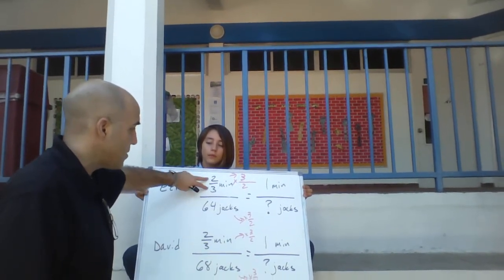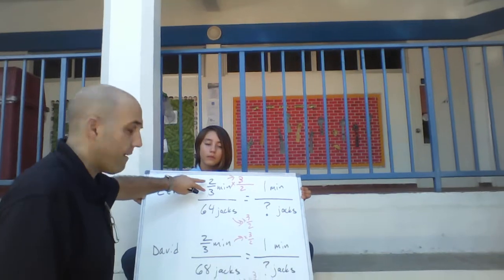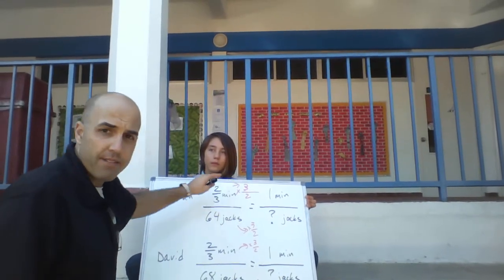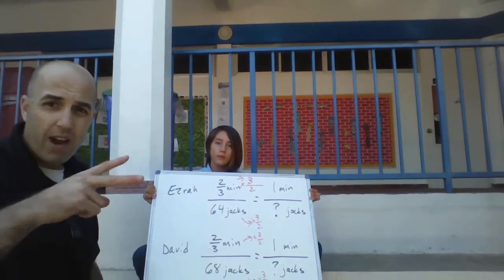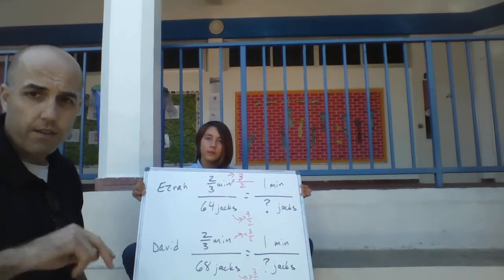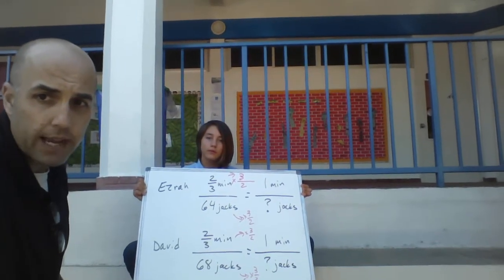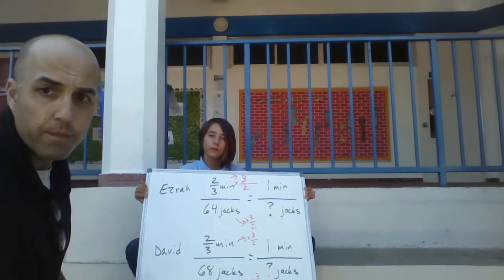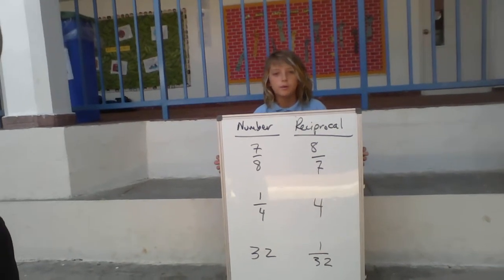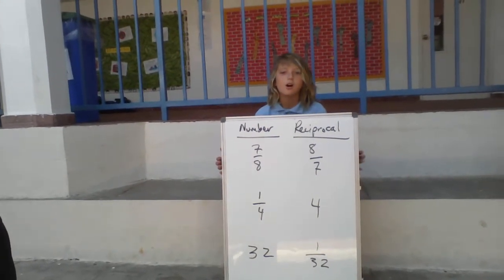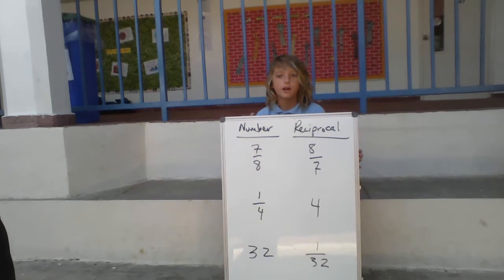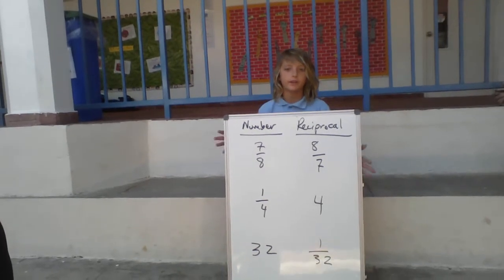What do you notice about 2/3 and 3/2? Hopefully you notice that they are the reciprocals of each other. So we're multiplying times the reciprocal. So numbers that are reciprocal are inverted fractions, basically flipping the number around.